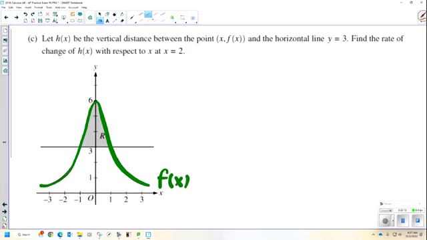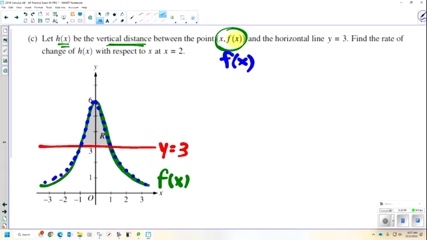And we know that this is the horizontal line, y equals 3. Okay, let h of x be the vertical distance. So h of x is the vertical distance between a point x, f of x. When they say this, the fact that the y value is f of x just means it's some point anywhere on f of x. And if a y value is f of x, it's the function f of x.